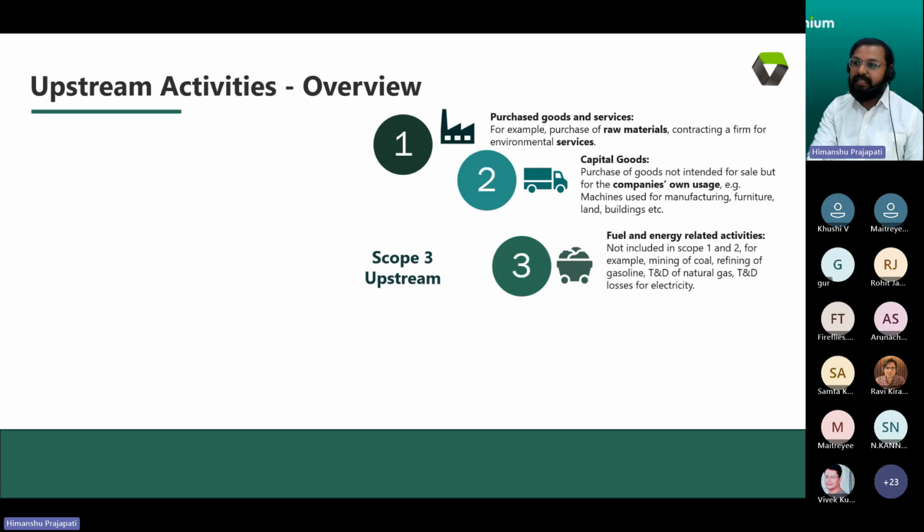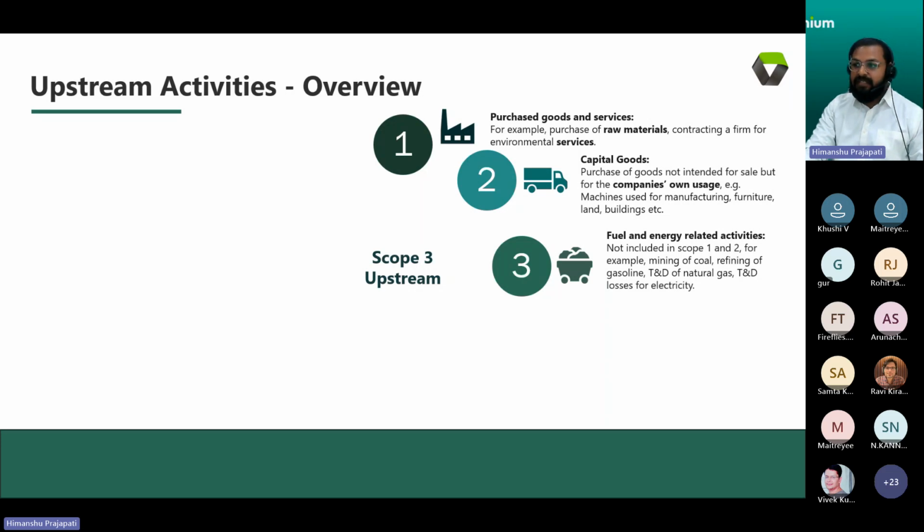Thereafter, fuel and energy related activities. So for an example, let's say we are using coal for certain activities of production within the company. But if coal is coming from somewhere else, or it is being processed, or it is mined and then processed and that comes to you, so whatever emission that goes into the processing of the coal would be part of scope 3 upstream category 3.